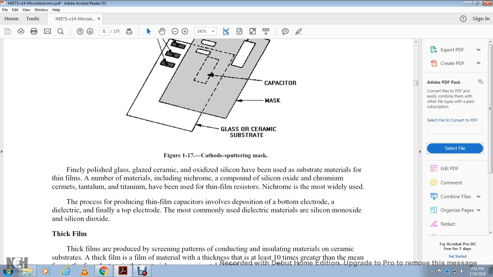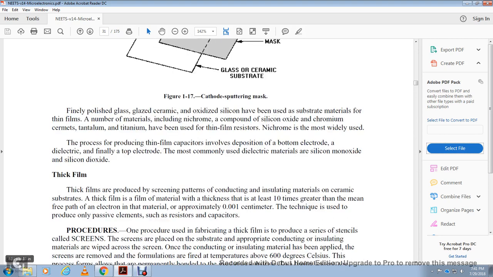Resistive nichrome is widely used in the process of producing thin film capacitors, which involves the deposition of the bottom electrode. Finally, atop the electrode goes the dielectric. The most common dielectric materials are silicon monoxide and silicon dioxide thin films.